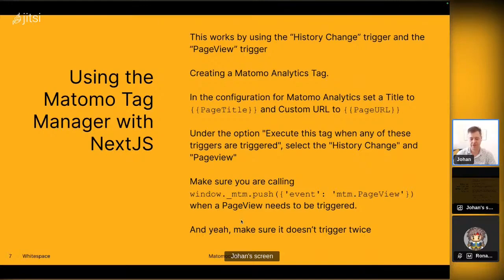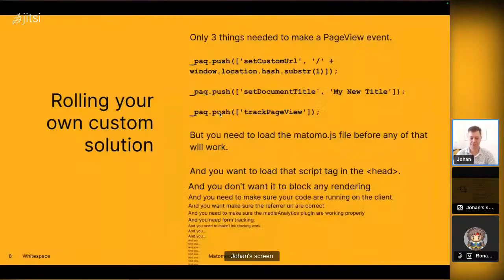The third alternative, and the one that we have been experimenting with the most, is actually implementing it on your own. Because the basic idea is that you need to load the Matomo.js file and then just call set custom URL, set document title, and track the page view.